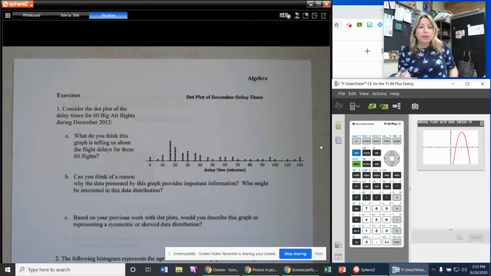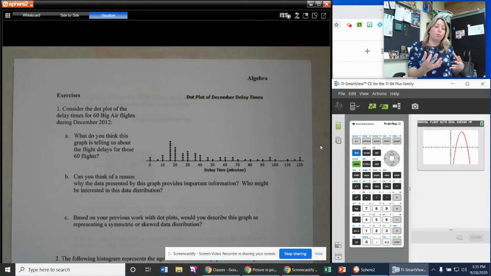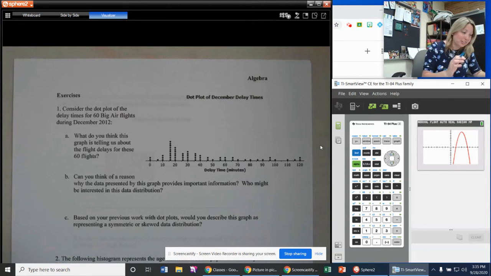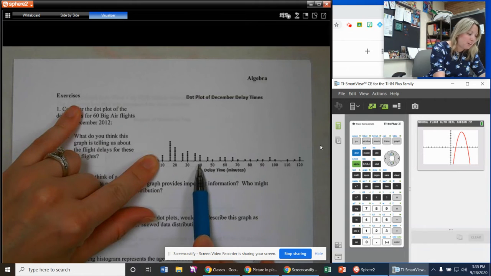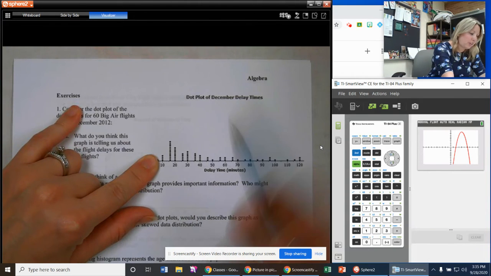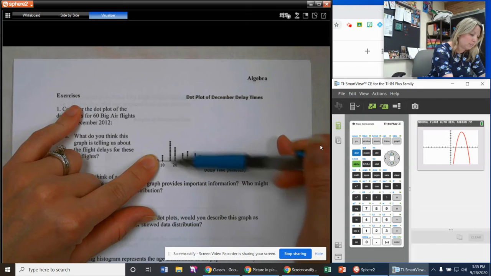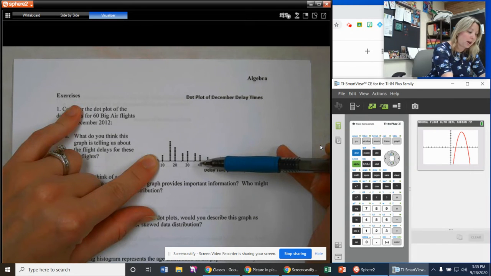So what would you like to say about what you think the graph is telling us? Okay. First of all, out of these 60 flights, how many were not delayed at all? 2. Every other flight was delayed in some fashion. So out of these 60 flights, almost every single one of them is delayed. Ain't great. But the majority are delayed between 10 and 40 minutes. Okay, look at that. Look at how many are delayed between there. That's a pretty good amount out of those 60.